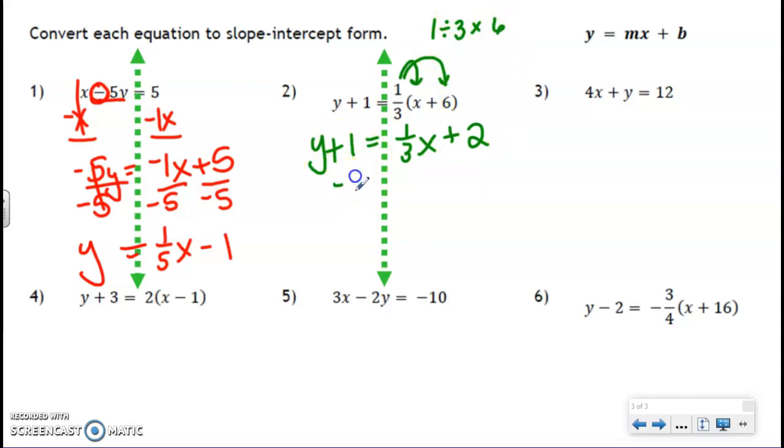And then to get the y alone, I'm going to subtract 1 from both sides. And I'm left with y equals 1/3 x plus 1.